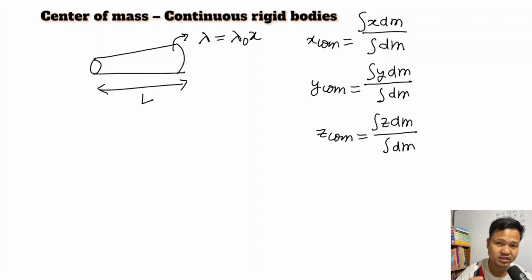So here we are going to use integration, okay? The first step is to set up the integration. For the mass distribution, I'm going to break this rod into small pieces. At an instant, I will take a small mass here of length dx, okay?